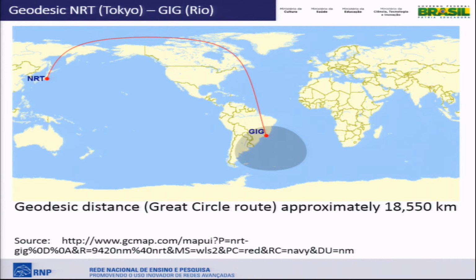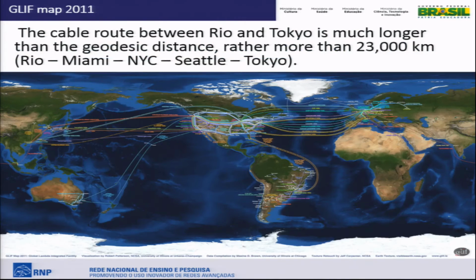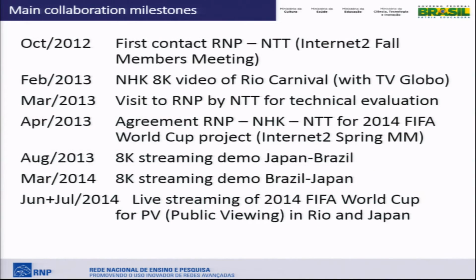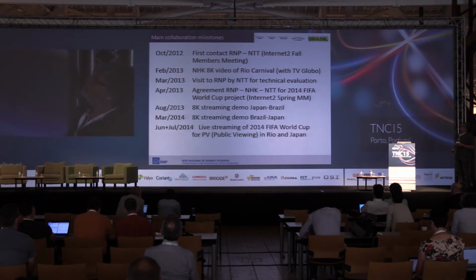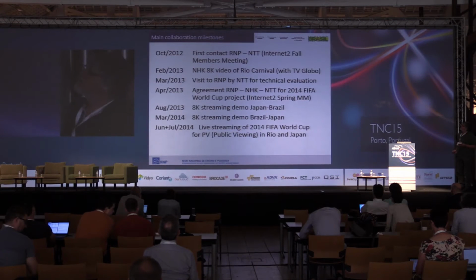The Great Circle route is 18,500 kilometers. The network route is over 23,000 kilometers. So the end-to-end delays are rather large, as you can imagine. So these are our collaboration milestones. I think I'll skip those.